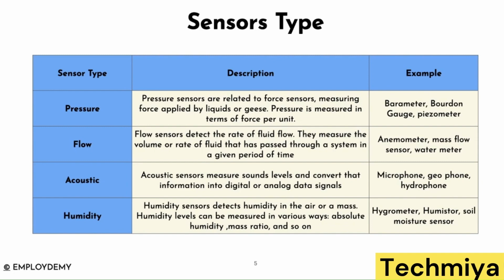Talking about flow, when I say flow, it is nothing but detecting the rate of the fluid flow. For that we have the anemometer, mass flow sensors, and wattmeters which you can use.